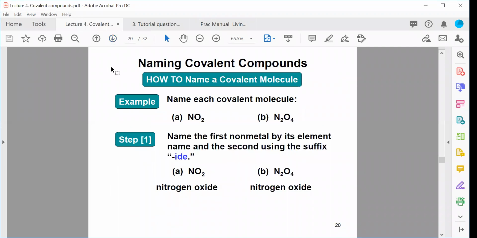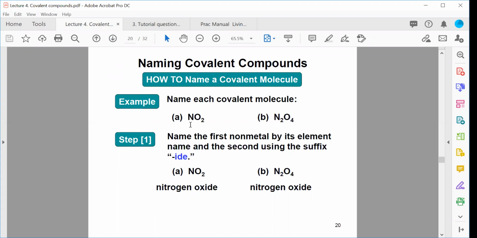All right, let's move on to a completely different concept now, and that is naming covalent compounds. And you'll see that it's very different to how we name ionic compounds, and much easier too. Students tend to find this quite straightforward. All right, so we've got 2 examples here.